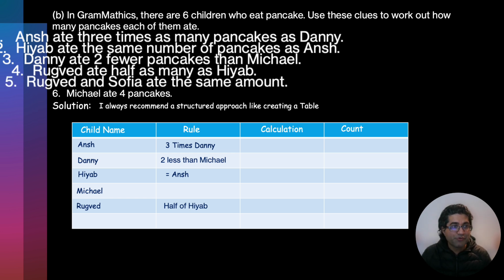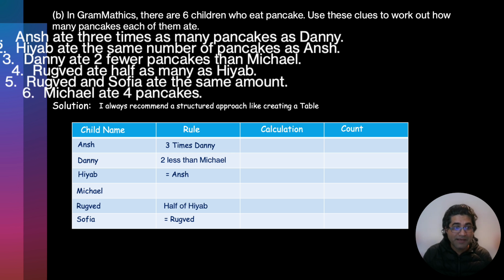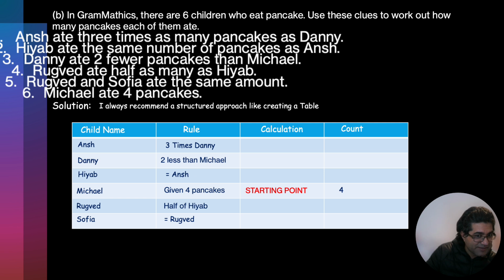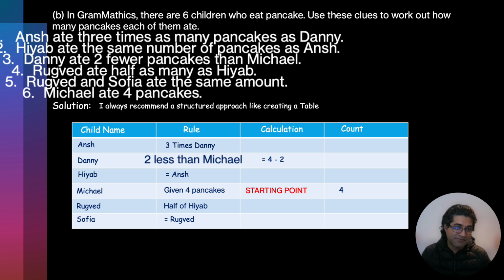The next statement says Rugved and Sophia ate the same amount. So I will add a row for Sophia, and I'll put the rule as equal to Rugved. The last statement says Michael ate 4 pancakes. So now we have an absolute number against a name. So given that Michael ate 4 pancakes, the calculation is our starting point, and this count is 4. So we found Michael. Now Michael has been related to Danny, as Danny has eaten 2 less than Michael. So we will calculate that as 4 minus 2, and we get 2 for Danny.